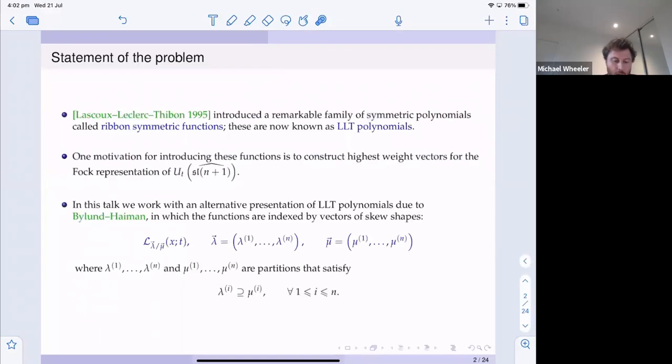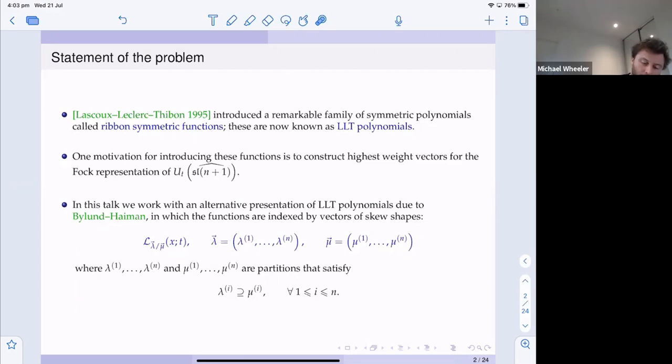Okay, so I'll start by formulating the problem I'm interested in, but I'll try to do it with as little technical machinery as possible. I won't define the polynomials in their full technical generality, because we kind of saw this already yesterday. So I'll just focus on the statement of the problem and also some of the reductions of the LLT polynomials.